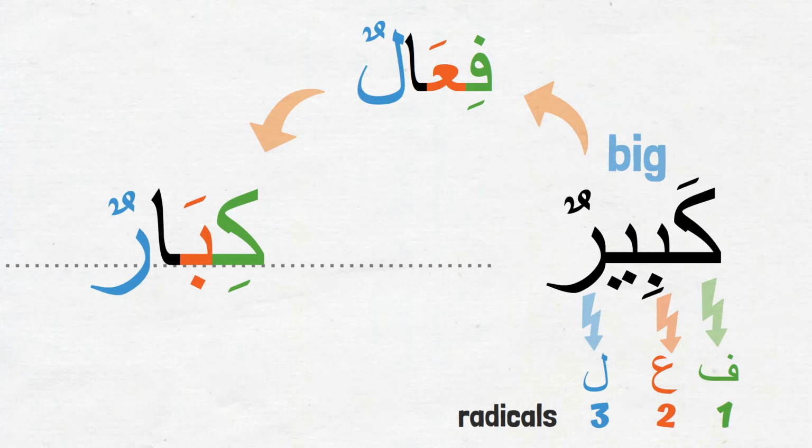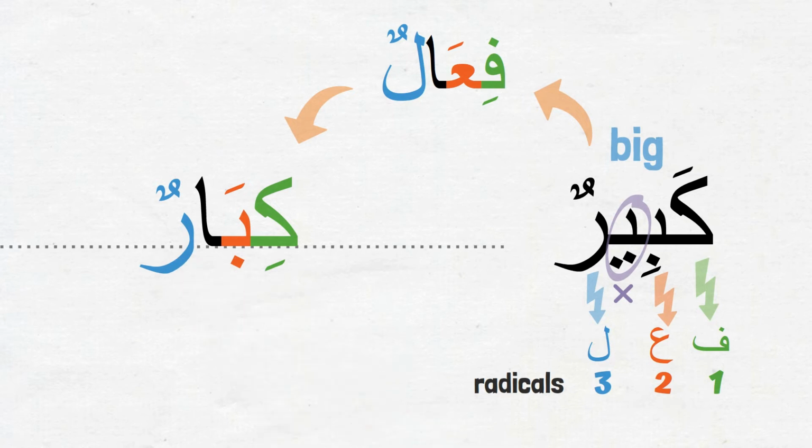Usually, the letters that are used to elongate the vowels, like ya here in kabirun, are not a part of the root letters of the word. So kabirun here with kaf, ba, and ra became kibarun, following the fi'alun pattern.